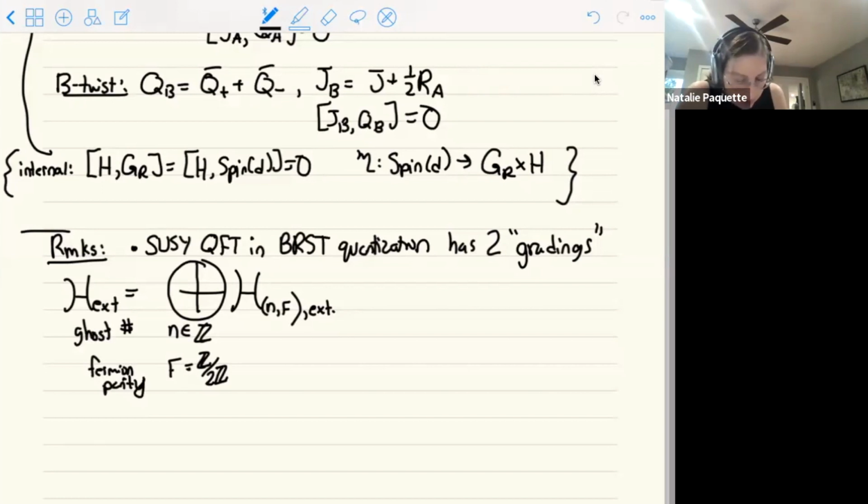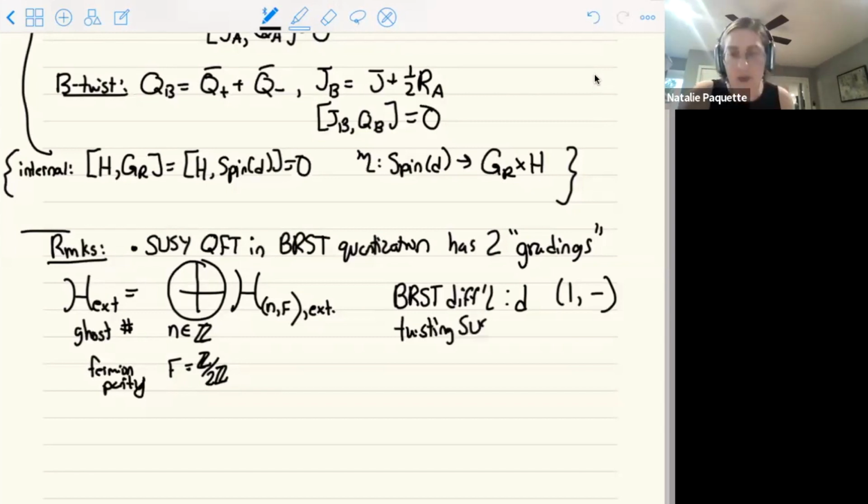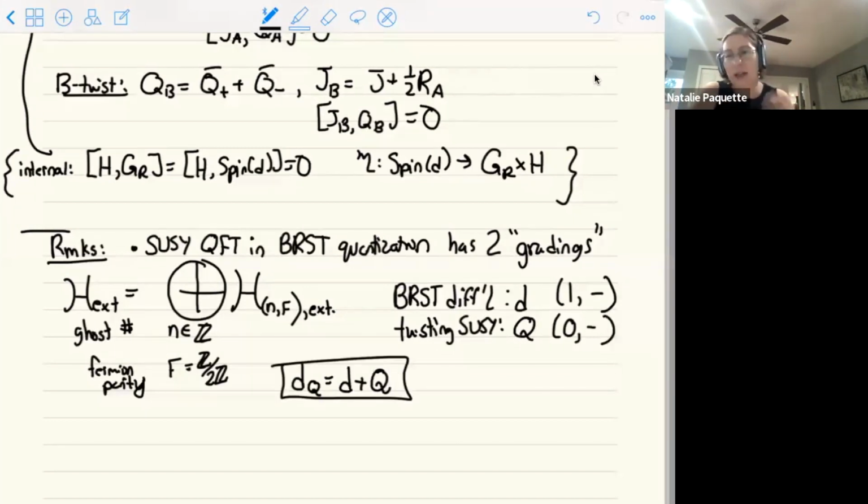And under these two quantum numbers, the original BRST differential, I called it QB before, but let me just call it D now, has ghost number 1 and fermion parity negative because it's anti-commuting. A twisting supercharge, if I wanted to take this BRST quantized gauge theory and then twist it, has ghost number 0 and also negative fermion parity. So if one really wants to do a twist of a BRST quantized theory, more properly, we're really doing cohomology with respect to a sum of the two supercharges, the BRST differential and the twisting supercharge. To first approximation, you can usually just think of these things as gauge invariant operators that are also BPS with respect to that supercharge, although that's not quite true.